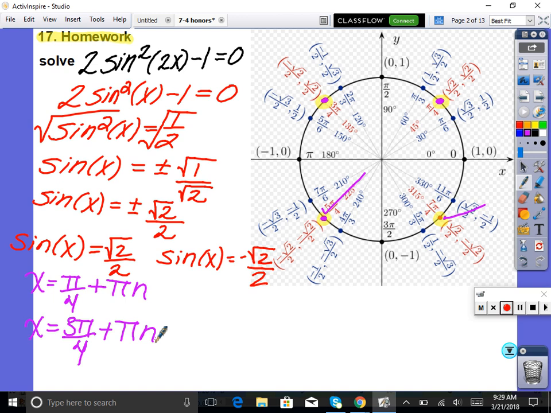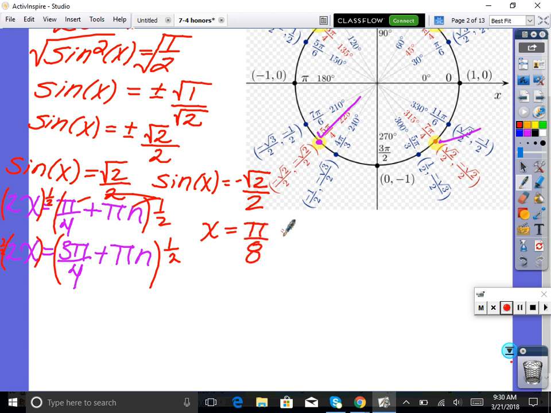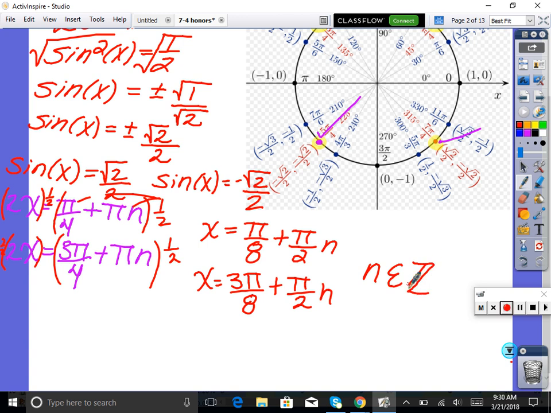Okay, cool. Now we have to go through and say, okay, however, it wasn't x, it was 2x. So now we can finish solving. So to finish solving, we'll times both sides by a half. So our final answer is x is equal to times a half in there and there. So we would say pi eighths, and then plus pi halves n. And x is equal to 3 pi eighths, and now it's plus pi halves n. And then we're going to do that little thing that, because it said find all the solutions, we're going to say let n belong to the integers.